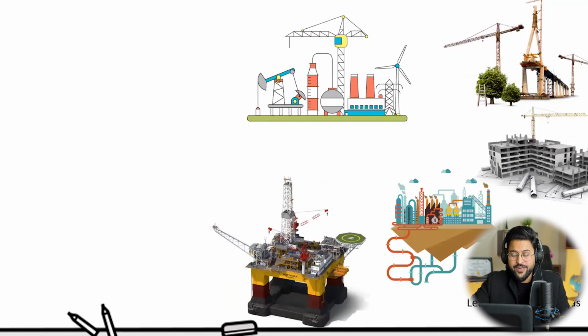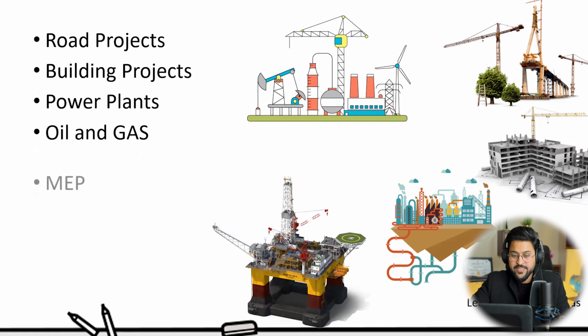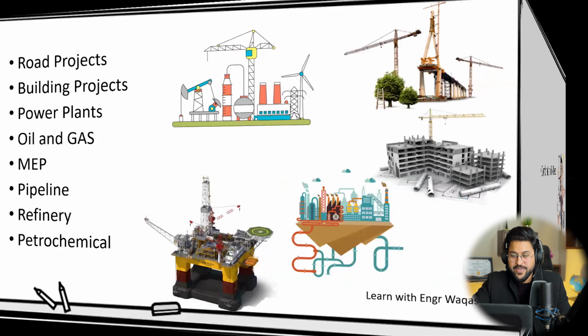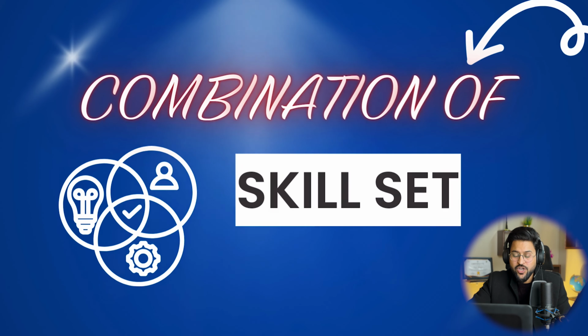As I have already explained, whether you are a civil, electrical, or mechanical engineer, working on road projects, building projects, power plants, oil and gas, MEP, pipelines, or refineries, you are eligible to use this skill set to learn how to make your project plans, programs, and schedules. So let's move on and understand: is Primavera P6 the only thing you need to understand, or do we have to make some combination of skill sets to launch our profile as a planner or scheduler in the market?